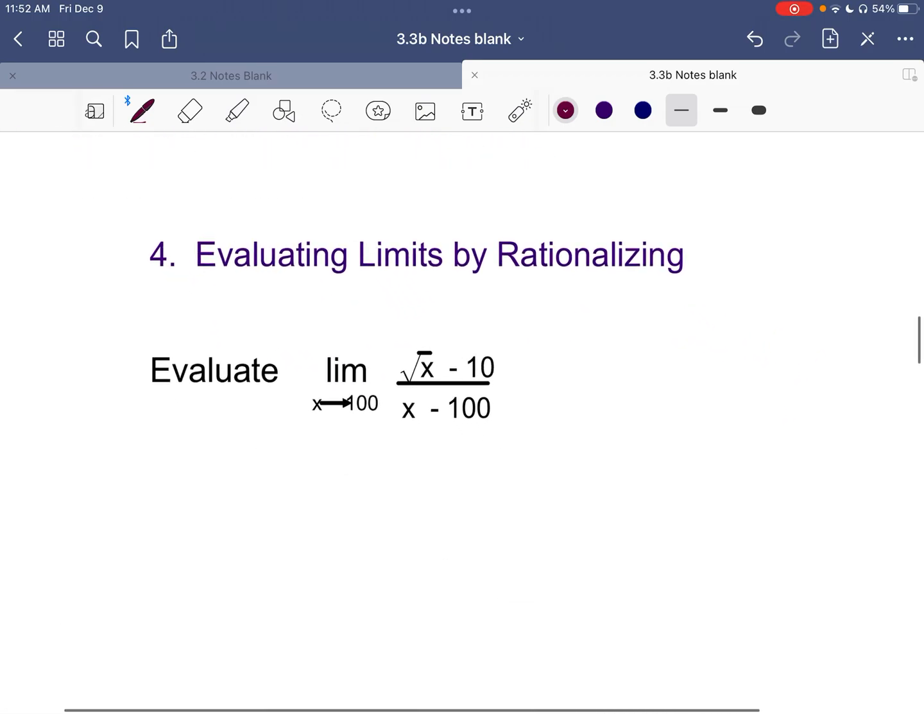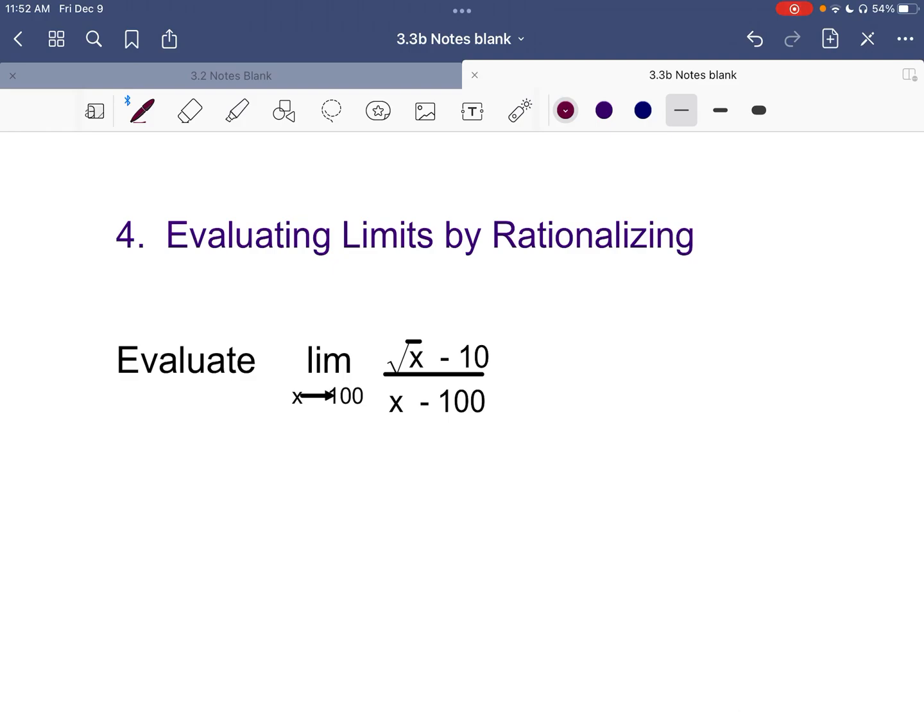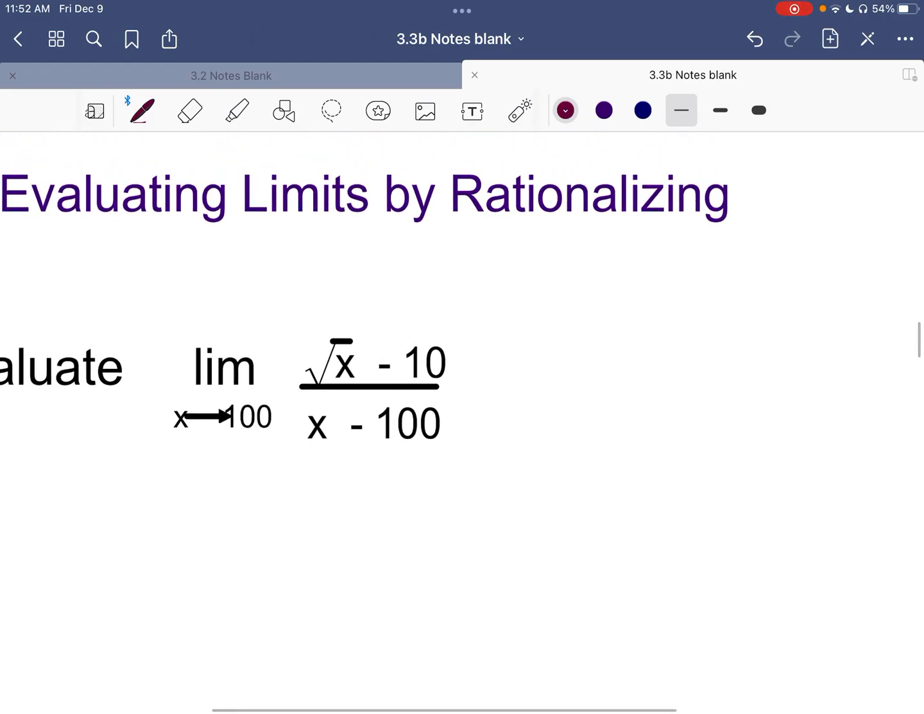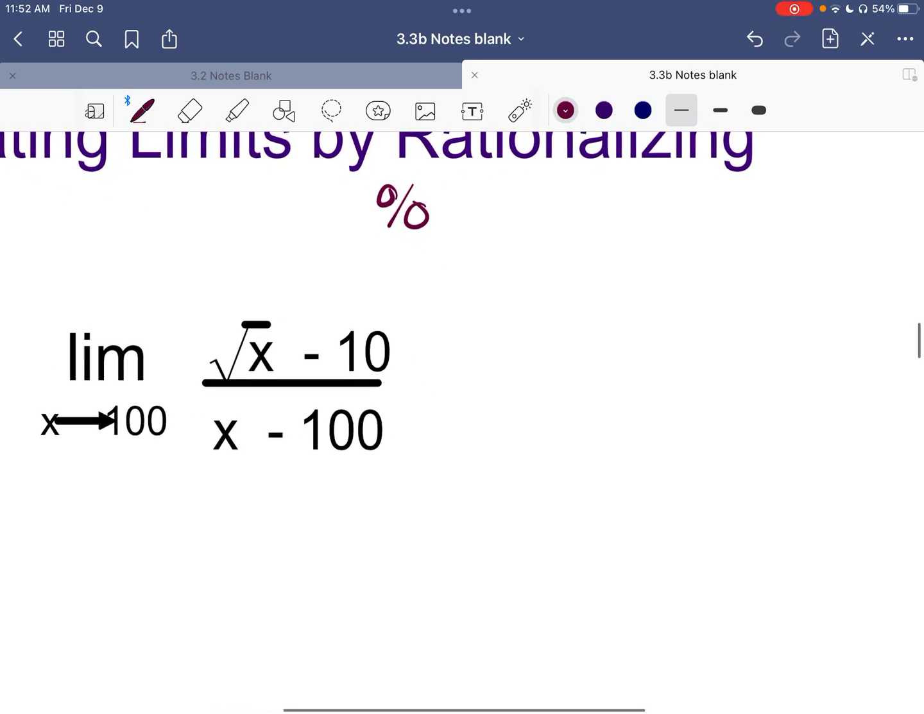All right, our next strategy for evaluating limits is by rationalizing. If you recall from pre-calc 20, rationalizing is where you've got a radical and you need to multiply by its conjugate. So the conjugate is the thing with your radical with the opposite sign. So again, we check our direct substitution, we're going to get 0 over 0. Direct substitution is always your go-to. It's the easiest thing. So you're going to multiply by the root of x plus 10 to both our numerator and our denominator.